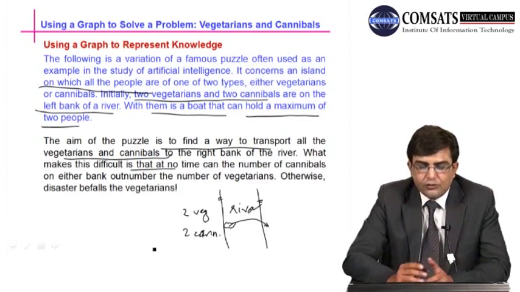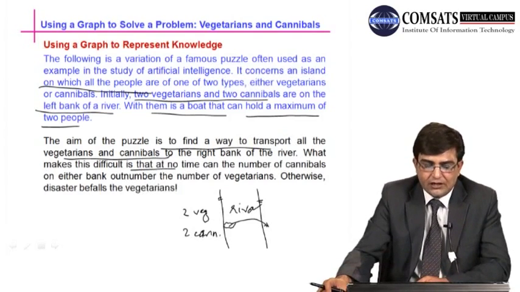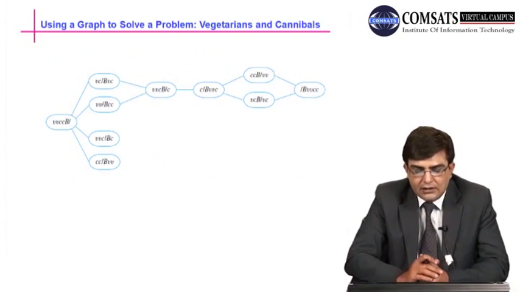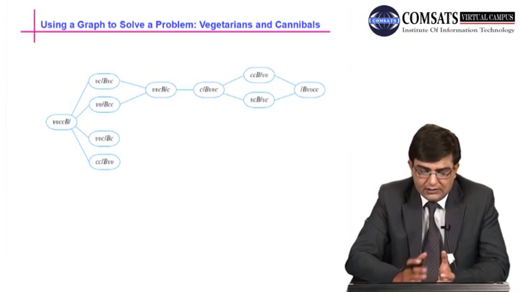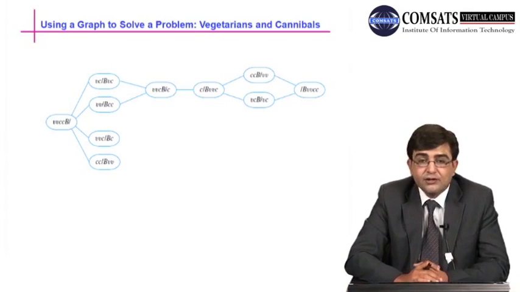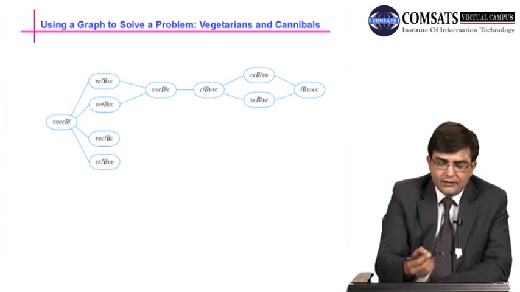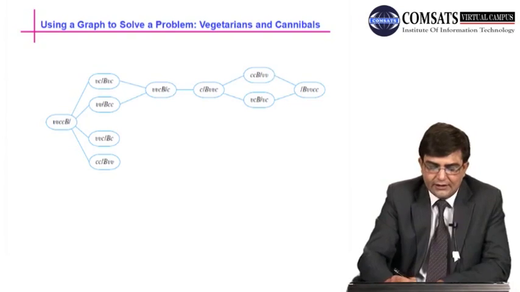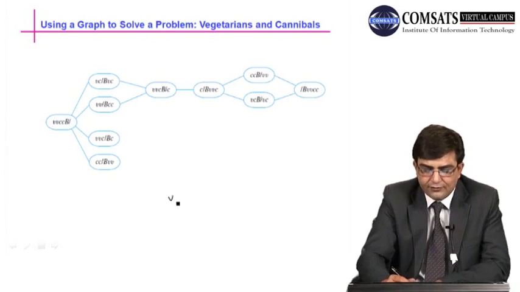So this we have to solve using graph theory. So this is a graph which shows all the possibilities of the solution of this problem. Here the notation used is V for vegetarian and C for cannibals.